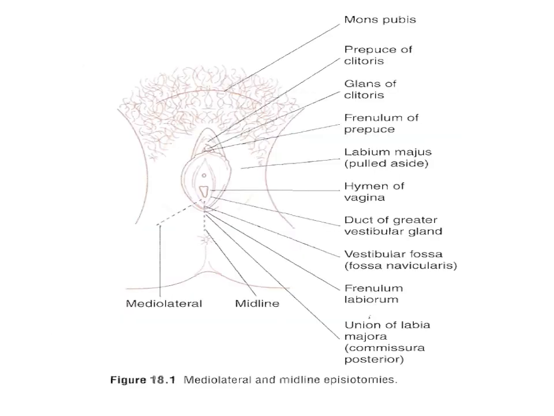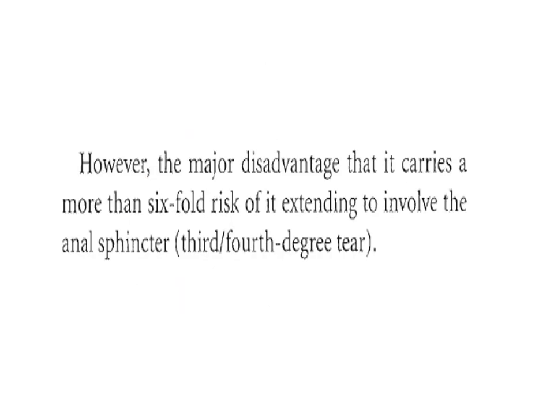And this figure illustrates the site of the midline episiotomy. This is the midline one started from the fourchette down towards the anus, while the mediolateral one starts from the midline, from the fourchette as well, but is directed diagonally.